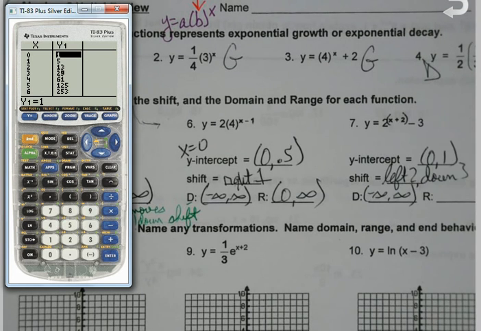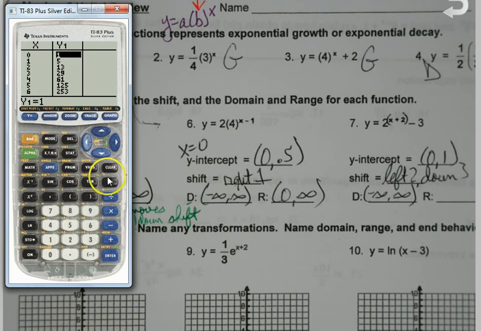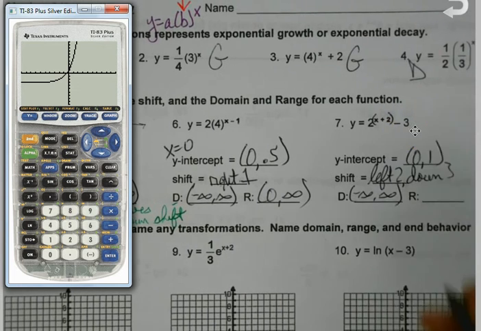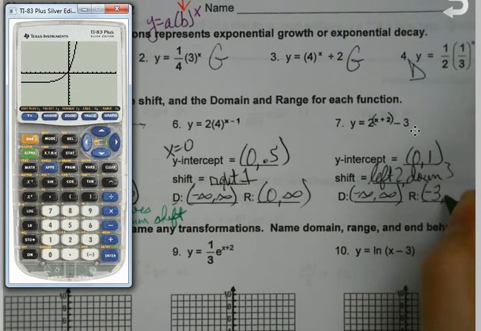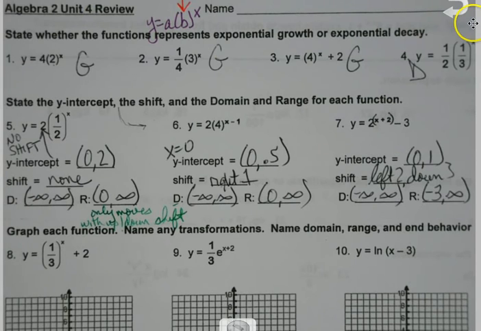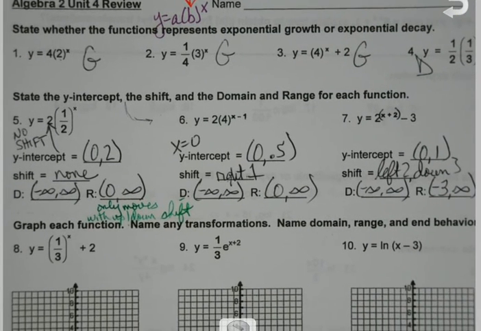My domain, I already know. And my range, oh, I probably could have looked at the picture to give me an extra little assistance here. Notice it's not at 0 anymore. It's gone below the x-axis. It went down 3, just like the shift told me it would. -3 to infinity. Okay, keep making connections. But again, taking a look at these and getting a little practice doesn't hurt.